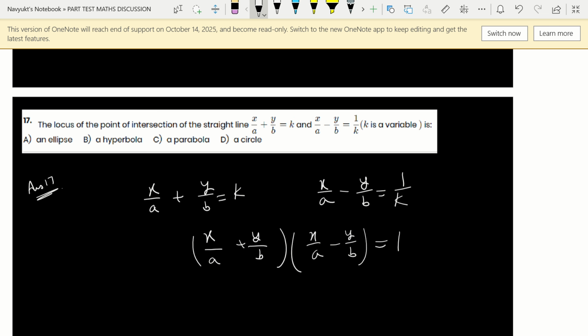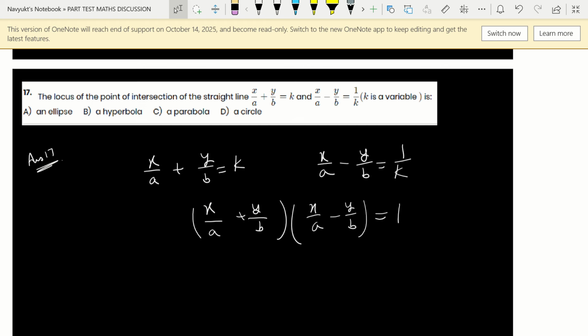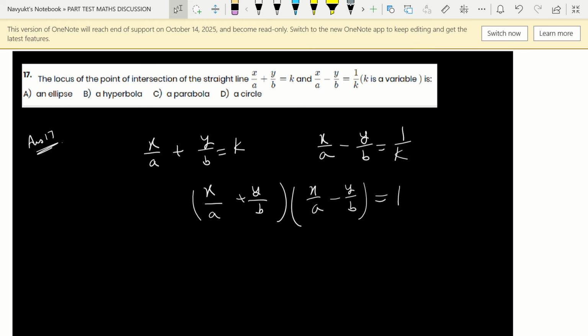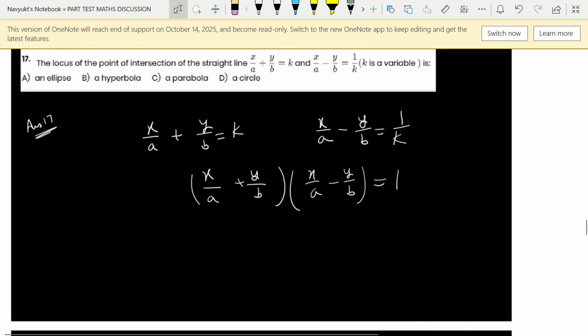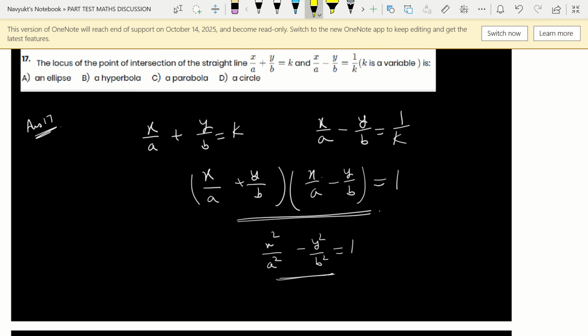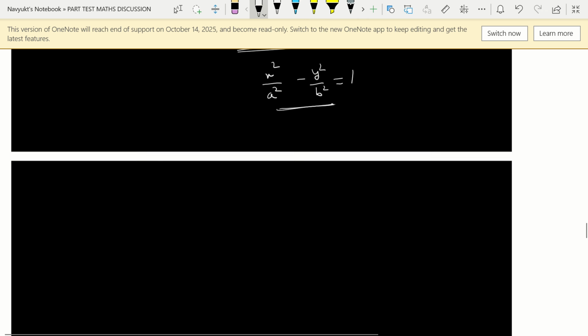Equals to 1, right? So in any locus question, any parameter here, we will get rid of that, and we are left with an equation in x and y, and obviously a and b are constants because they gave that k is a variable, a and b are not, a and b are constants. It's simply x square by a square minus y square by b square equals to 1, which is the standard way of writing a hyperbola. Answer number P.